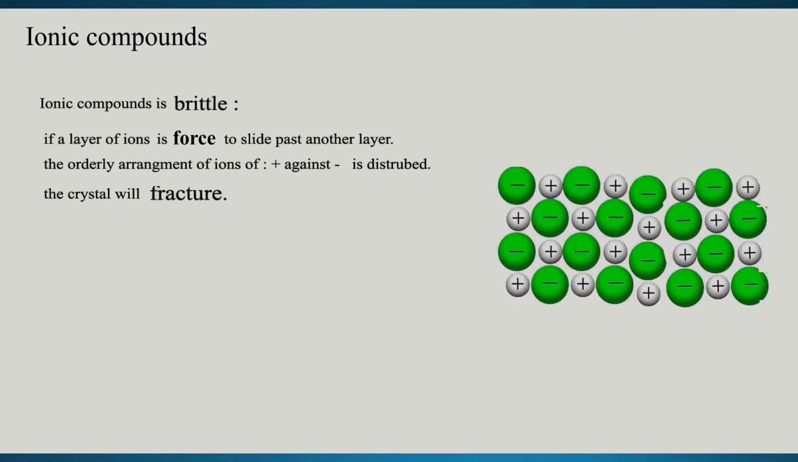Ionic compounds, which are different from the previous example, metallic compounds, are quite brittle. If a layer of ions is forced past another layer, this orderly arrangement will be disrupted and the crystal will fracture. So when you apply force onto an ionic compound, it doesn't have this slippery plane, but rather it will simply crack.